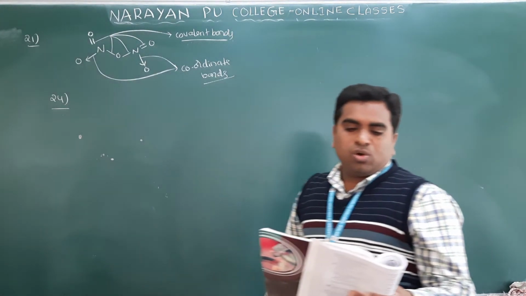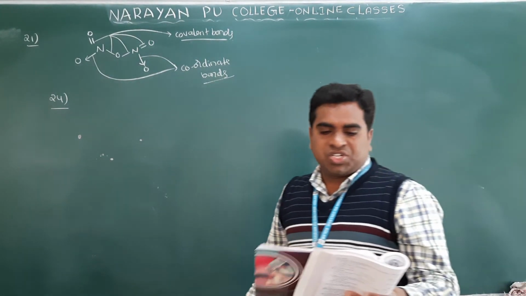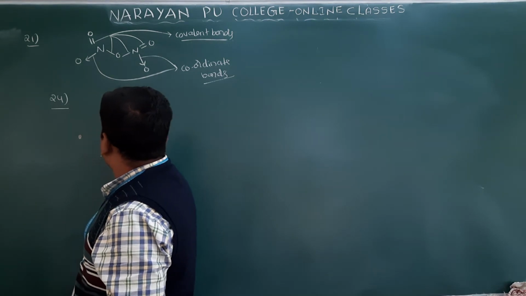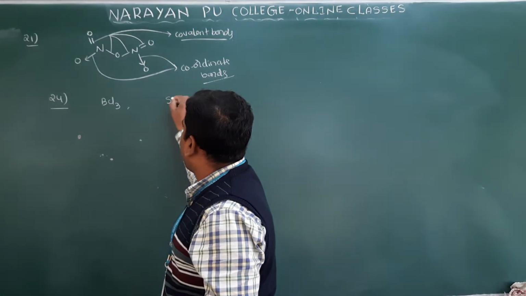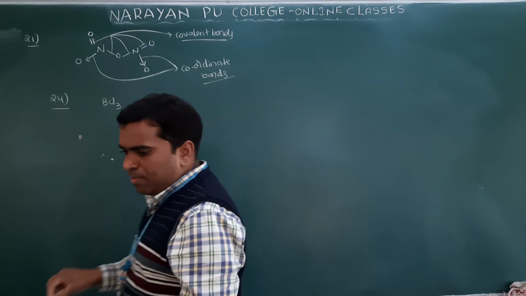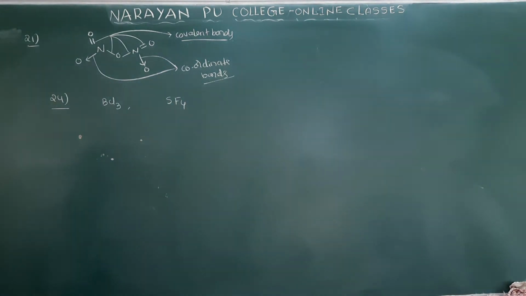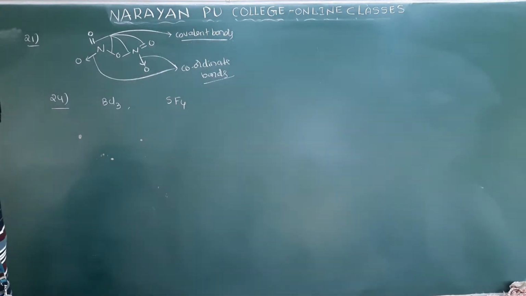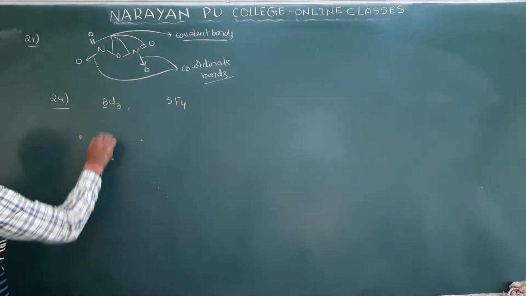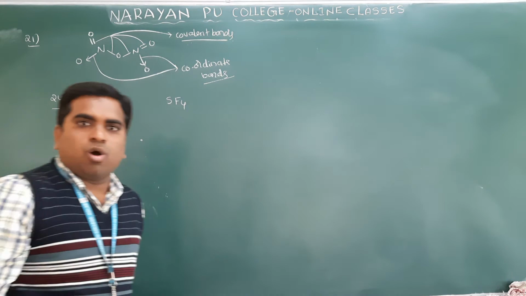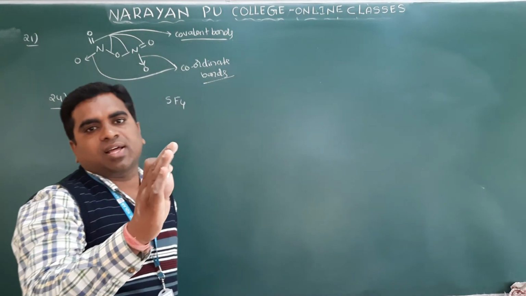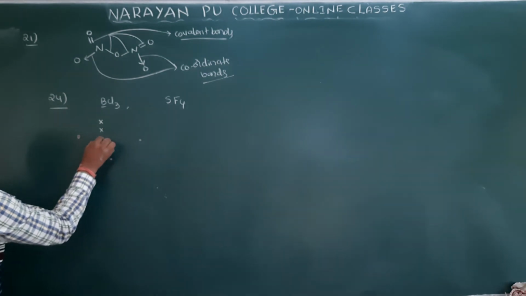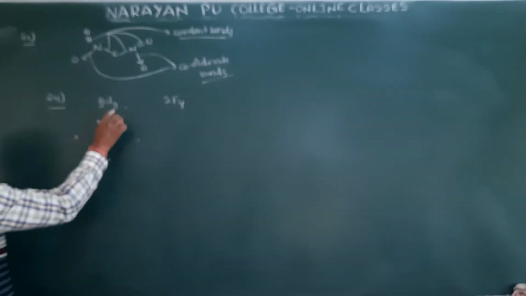Clear? So, the state of hybridization. They are asking the hybridization of which molecules? BCl3 and SF4. I already mentioned a shortcut for finding the hybridization. You know that in this case, boron belongs to the third group or 13th group. For the third group we consider 3 electrons. And how many chlorines are there?